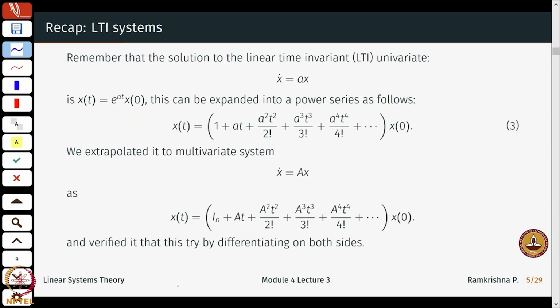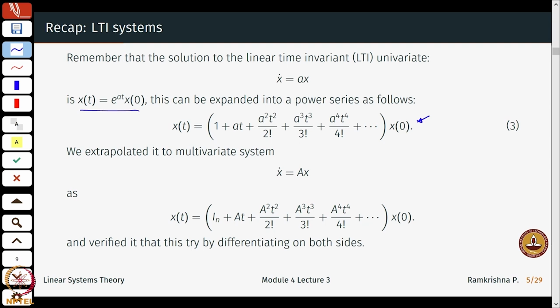Okay. So, how did we extend this to the n-dimensional case in the LTI case? We had x of t equals e to the power A t times x 0 as the solution, and we derived this also as a power series. If you remember that derivation, loosely we could extrapolate this to the multivariate case in a very crude way, saying just replace the small a with capital A and things will work out, and instead of being a scalar everything is now a vector and the 1 becomes an identity, and so on.